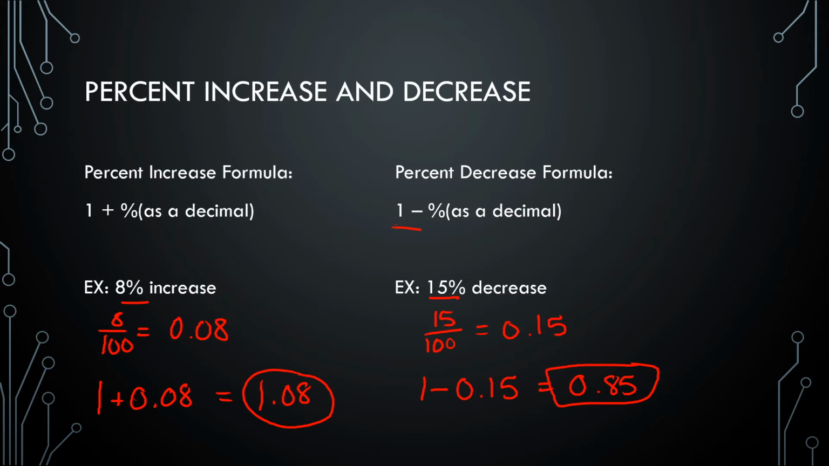Okay. So again, if it's an increase, you're taking your decimal and you're adding it to 1. If it's a decrease, you're taking your decimal and you're subtracting it from 1. Do not forget to change your percent to a decimal first before you start adding and subtracting it.